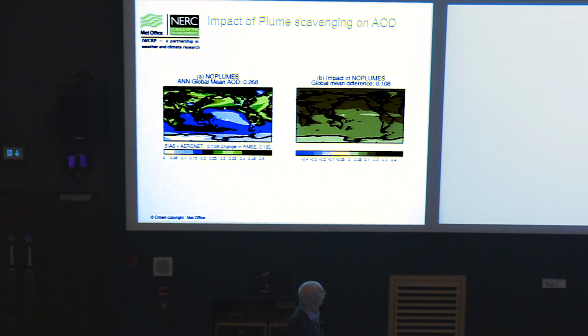So the one on the left is a no plumes one, and the one on the right shows the difference between the standard case. So the difference is something like 50% of the mean. So obviously a huge effect if we don't have plume scavenging.